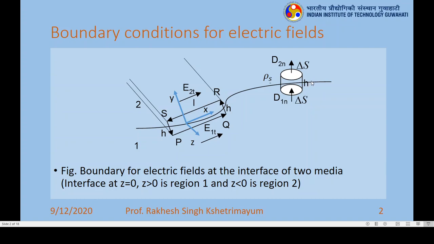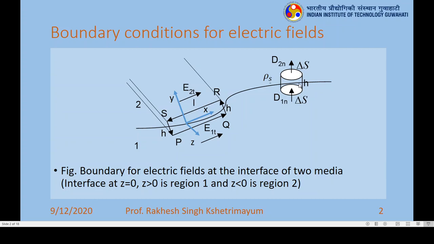The interface is at z equal to 0. So this is the z-axis. Interface is at z equal to 0. When z is greater than 0, we are assuming that this is region 2. When z is less than 0, we are assuming it's region 1. So the coordinate system for this diagram and this diagram are different. And this delta S is in the rho phi plane. And we are considering the height of the cylinder is tending to 0.